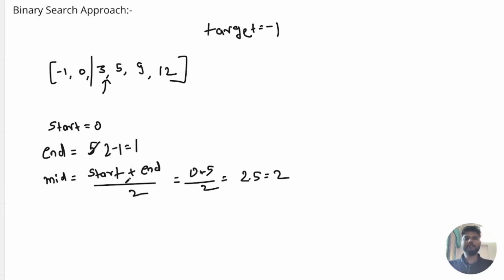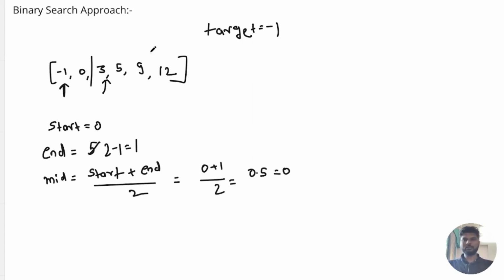And then we will find out mid again. So start is 0, end is 1, divided by 2 we get 0.5, which is equal to 0. So our mid is now at this position. Again we compare -1 with this target. Well, it is matching, so we are returning the value of mid, which is our index. So hope you are clear with this approach as well.